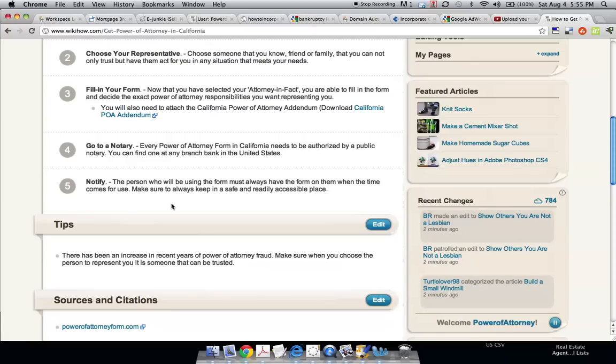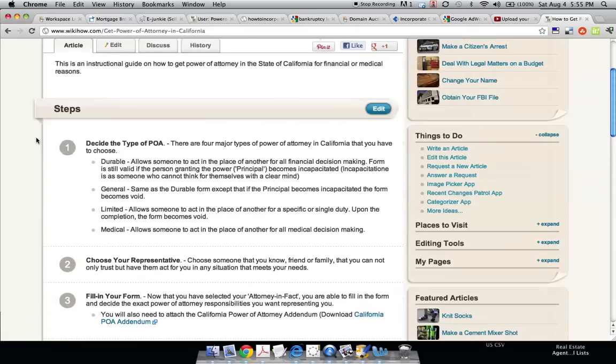The fifth step is not required by the state, but you want to make sure that you notify your banking institution, and pretty much everyone that should know about your power of attorney form. You should let them know. But this is how you do a power of attorney form in the state of California.